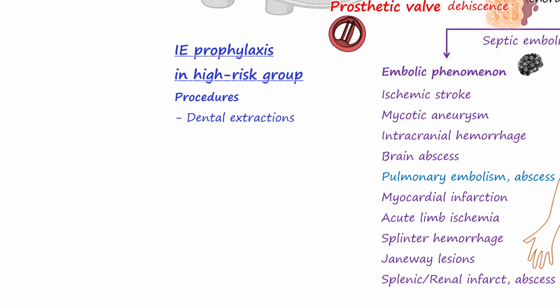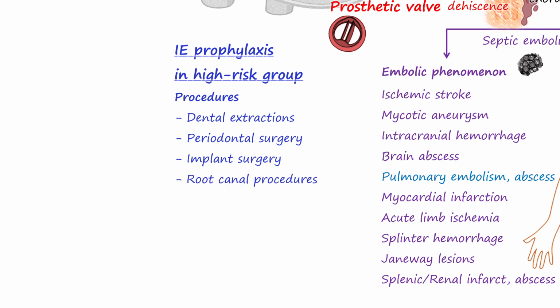These procedures include dental extractions, oral surgeries like periodontal surgery or implant surgery, and dental procedures involving manipulation of the gums or tooth roots, such as root canal procedures. The primary aim of prophylactic antibiotics is to target oral Streptococcus, the bacteria commonly associated with IE.